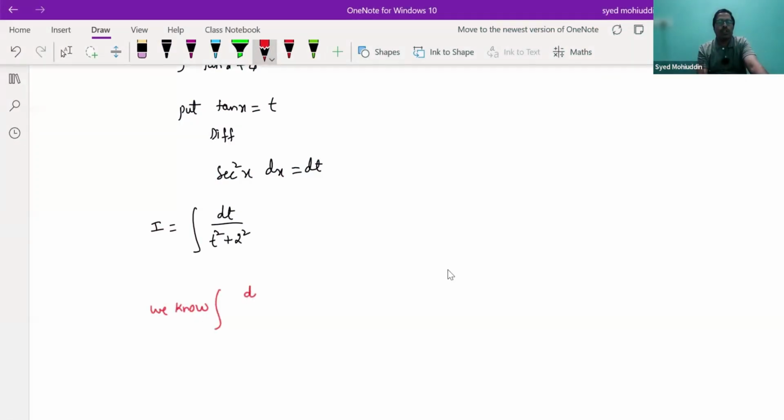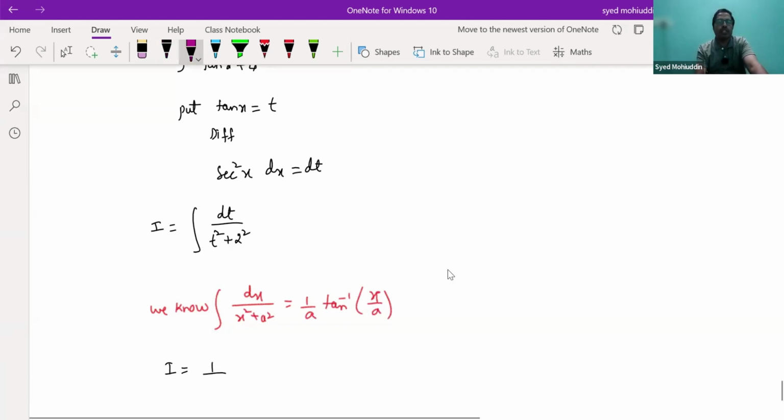It is integral of dx by x square plus a square will be equals to what? The first formula that I have given you, 1 by a tan inverse of x by a. So let's just try to plug in. I is equals to, we'll be getting 1 by a. So what is the value of a in this case? So this will be acting as your a value. So a is 2. And this will be acting as your x value. X is equals to t. So in place of x you put t. In place of a you will put 2.